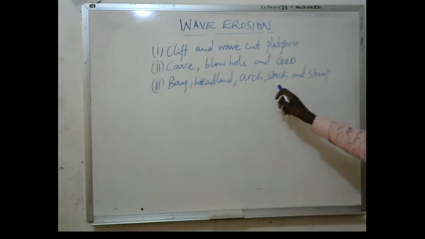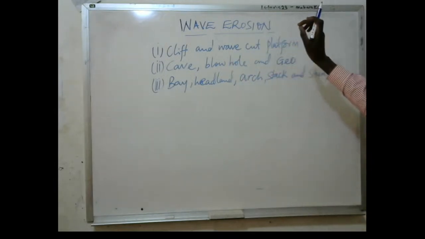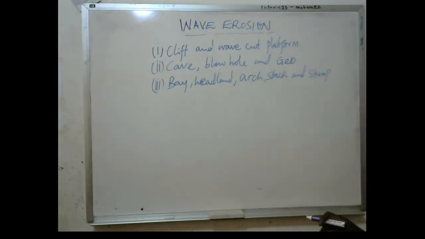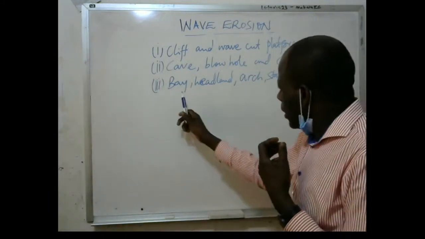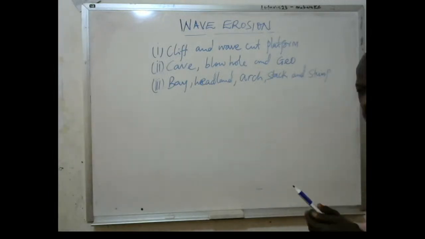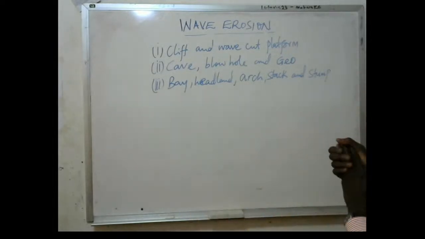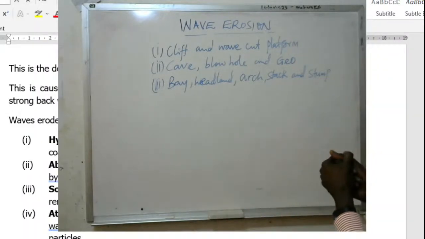So this one has 5. This one has 3, and the other has 2. So we have 2, 3, and 5 in categories, because when these ones form, then you are likely to have these other ones also coming or following. So these are the 3 categories of landforms.